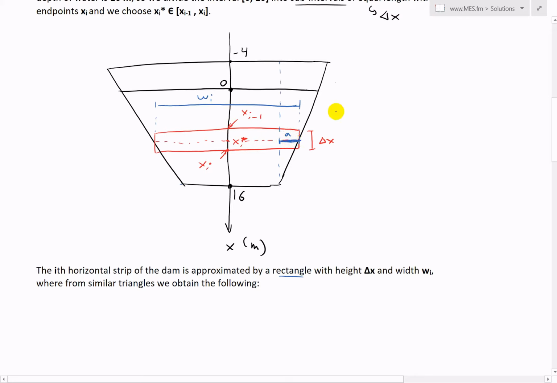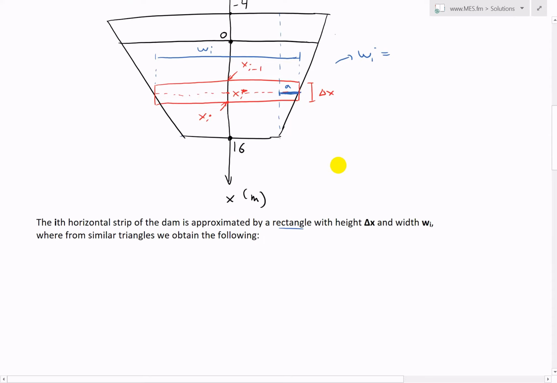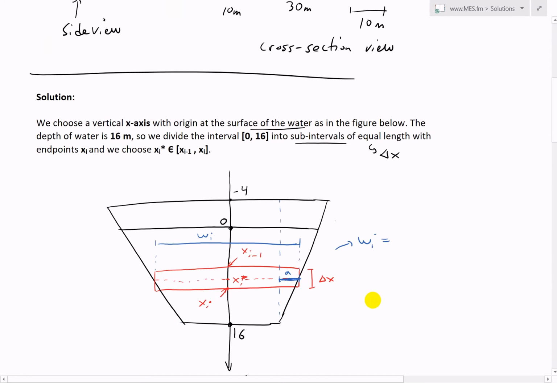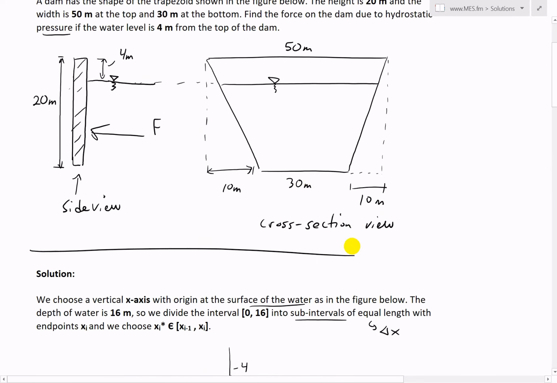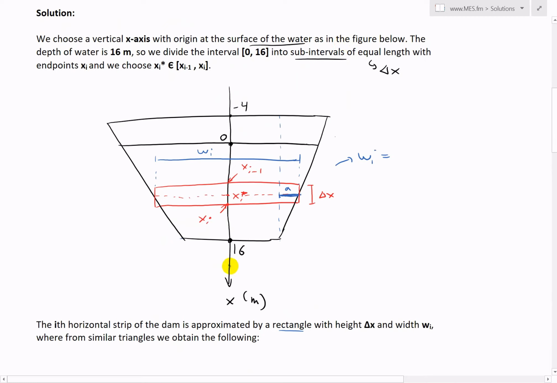So wi is equal to, well, this section right here, we know that this is 30, so then we're splitting it in half. So from here to here is 15 meters. And then from here to here is up to a. So wi is equal to 2 times 15 plus a. So we have to determine a in terms of xi star.